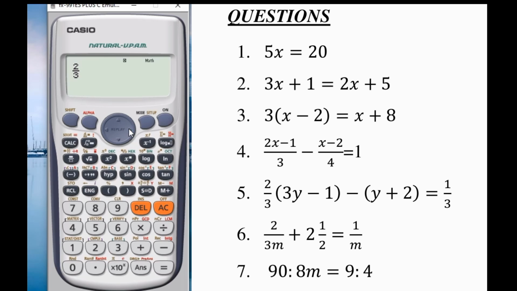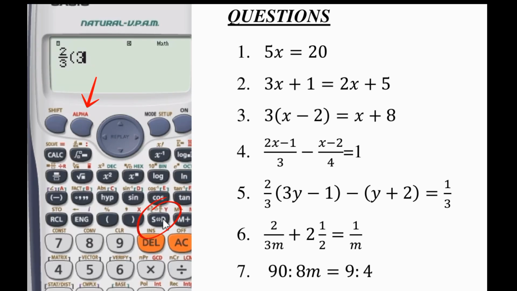Then I navigate to the right side. So it's multiplying, that is, into bracket 3y minus 1. 3y. So you'll be tempted to go and do this. You go and press on Alpha and then the S-D. Why? Because on the S-D we have y. So you'll be tempted to go and do something like this, which is wrong.